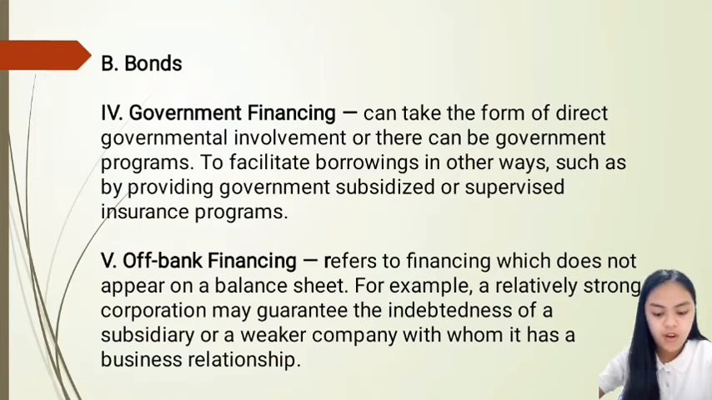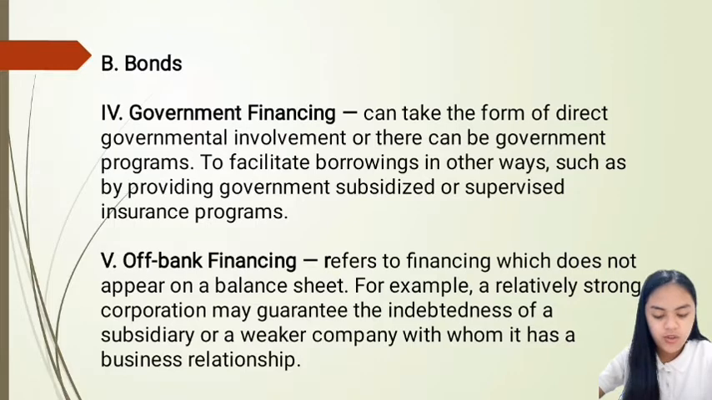The fifth is the off-balance sheet financing. It refers to financing which does not appear on the balance sheet. For example, a relatively strong corporation may guarantee the indebtedness of the subsidiary or a weaker company with whom it has a business relationship. So the debt appears on the balance sheet of the company for which the guarantee is issued, but the guarantee is not recorded in the balance sheet of the issuing corporation.